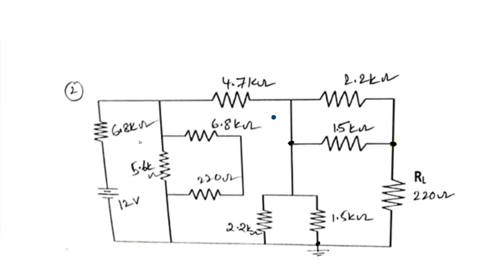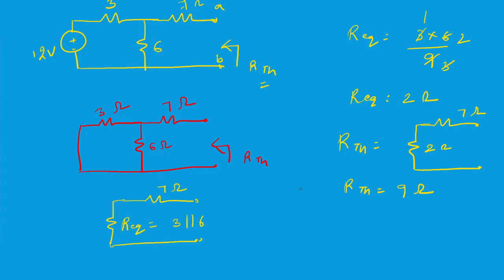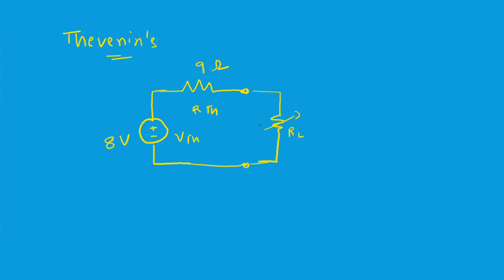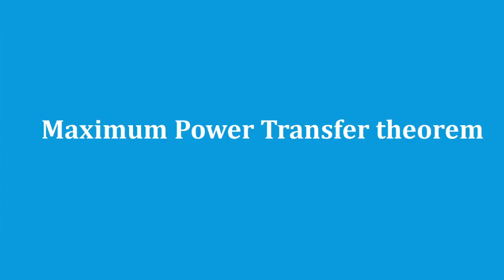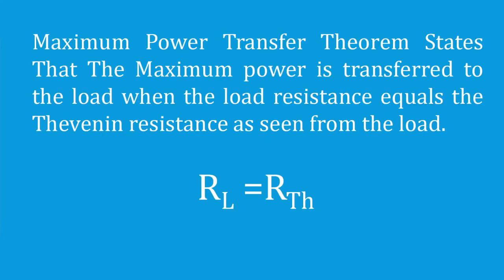Okay, this is all about Thevenin's theorem. Just try to find out the V Thevenin and R Thevenin. Now the next important theorem is the maximum power transfer theorem. If you are okay with Thevenin's theorem, and you are able to find the Thevenin equivalent, it is very easy to understand the maximum power transfer theorem.